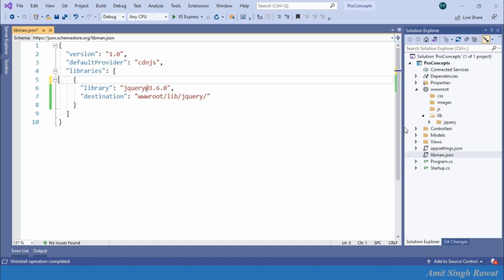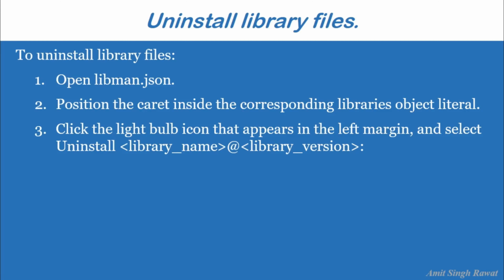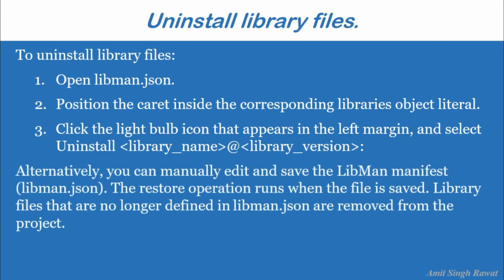Alternatively, you can manually edit and save the Libman manifest, which is libman.json. The restore operation runs when the file is saved. So library files that are no longer defined in libman.json are removed from the project.